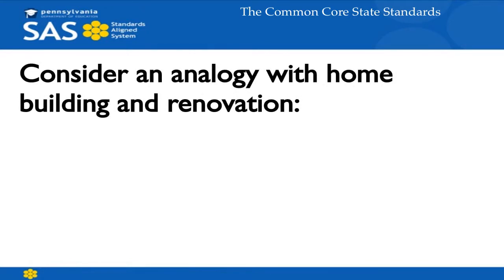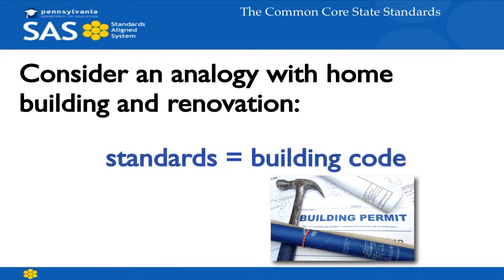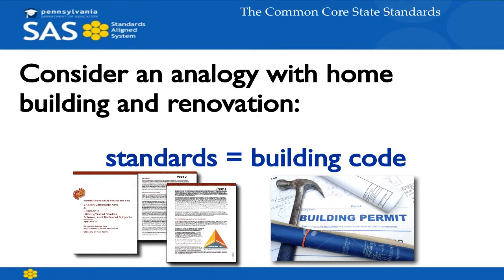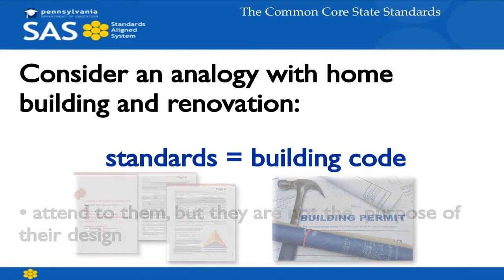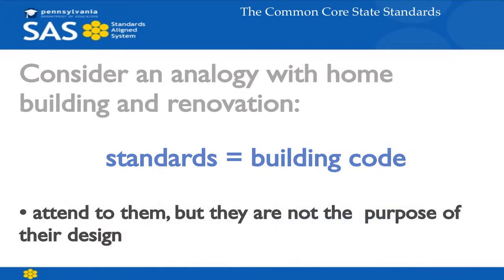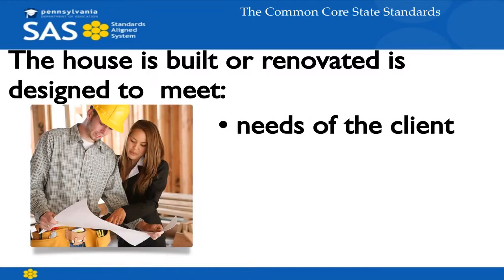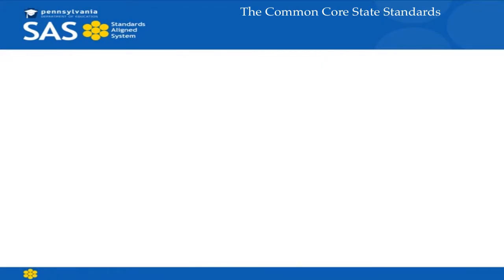Consider an analogy with home building and renovation. The standards are like the building code. Architects and builders must attend to them, but they are not the purpose of their design. The house to be built or renovated is designed to meet the needs of the client in a functional and pleasing manner, while also meeting the building code along the way.